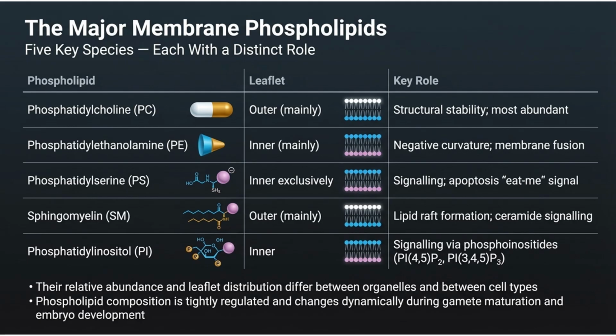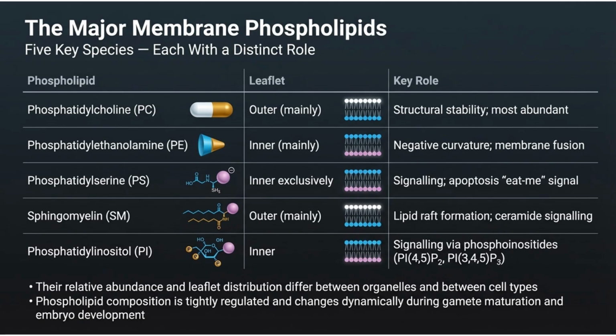Phosphatidylethanolamine has a smaller head group relative to its 2 tails, giving it a cone-like shape that promotes negative membrane curvature, a slight inward bending of the bilayer surface. This property makes phosphatidylethanolamine critically important wherever the membrane needs to bend sharply, including at vesicle budding sites, during membrane fusion, and during organelle division. It is enriched in the inner leaflet and in mitochondrial membranes.